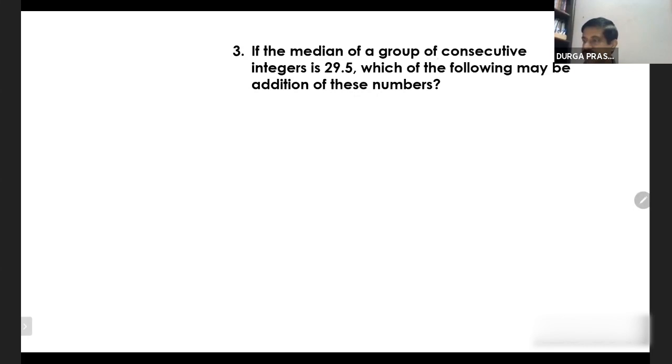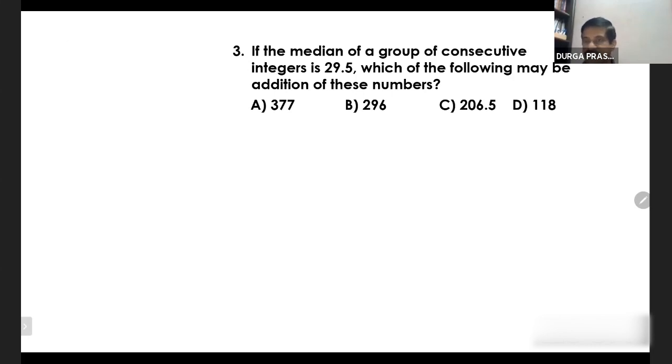If the median of a group of consecutive integers is 29.5, which of the following may be the sum of these numbers? So median means the middlemost term. The median of a group of consecutive integers being a decimal means there should be an even number of numbers.